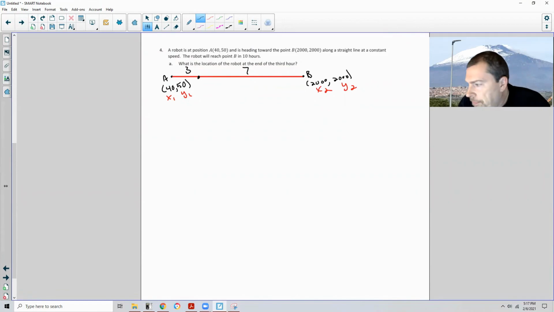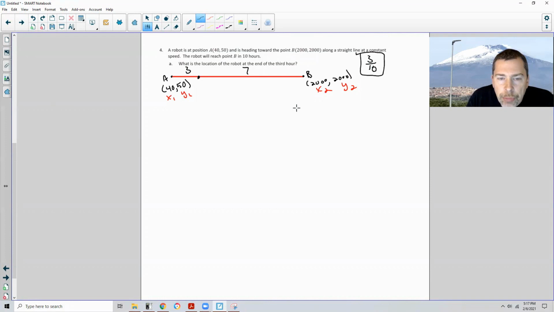Okay. But the total is 10. So the ratio that we will be using is 3/10. That is our A over B. All right. So the formula is x sub 1 plus the ratio, times (x sub 2 minus x sub 1), comma, y sub 1 plus 3/10 of (x sub 2 minus x sub 1).